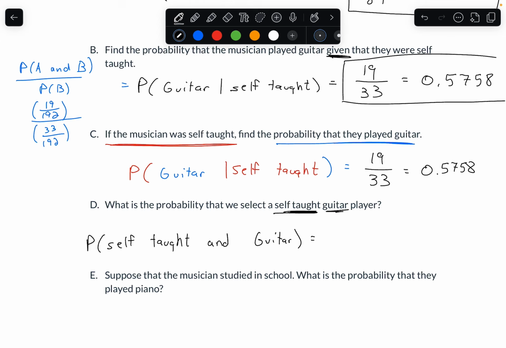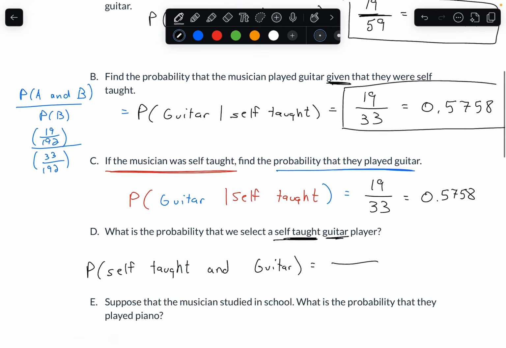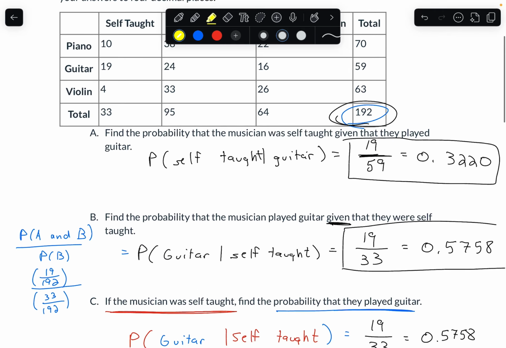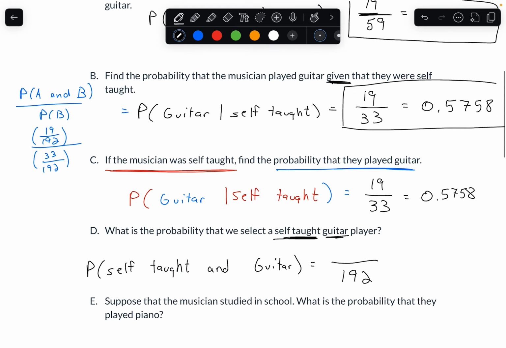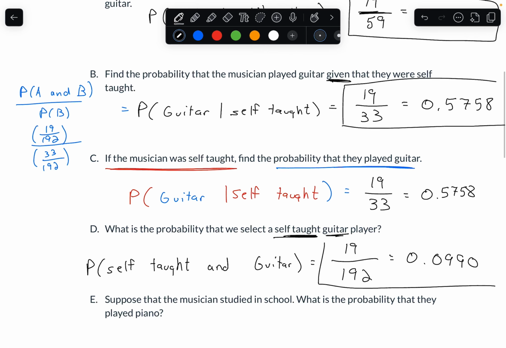So if it's an and probability, I'm considering out of my total sample size. So out of my total of 192 individuals from my survey, so out of 192, how many of them are both self-taught and play guitar? Well, there are only 19 of those individuals, 19 out of 192. So 19 out of 192, grab my calculator real quick, gives me 0.0989, would round up to 0.0990 to 4 decimal places. So it should look something like that.